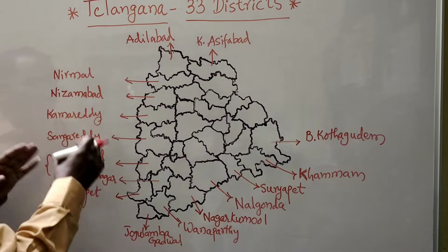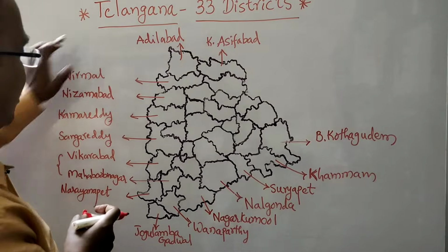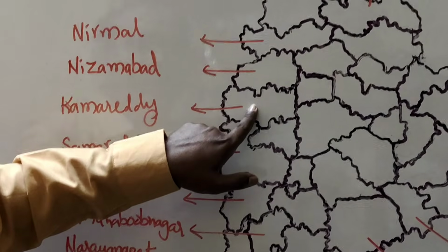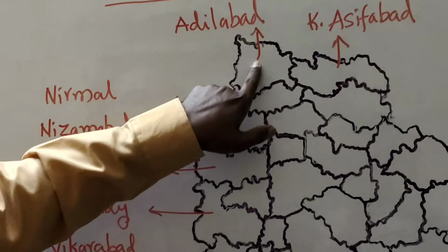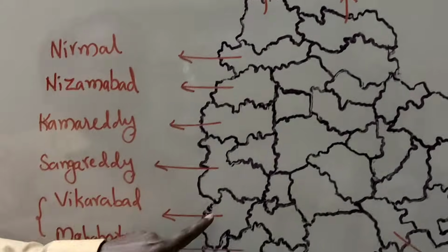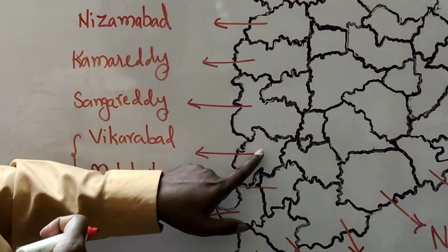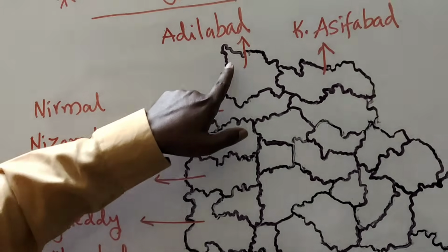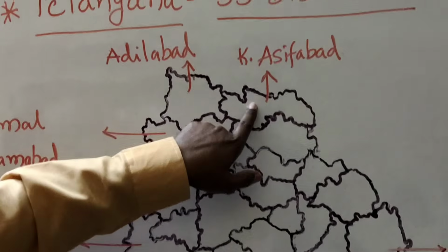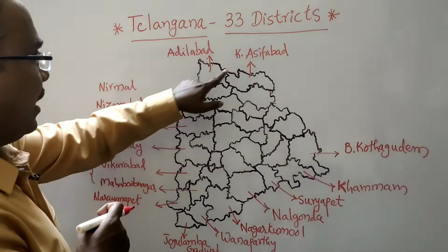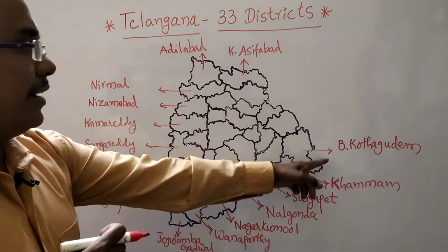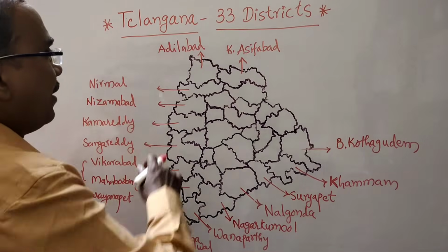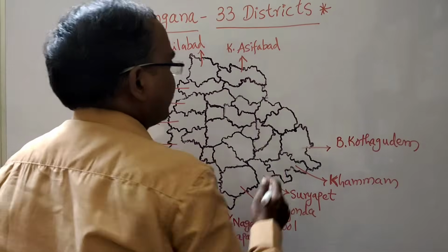Now let us remember these 8 districts once again. Mahabub Nagar, Vikarabad, Sangareddy, Kamareddy, Nizamabad, Nirmal, Adilabad, Asifabad. I repeat, please look at the board. These are the 8 districts which can be added to the earlier learned 8 districts. The total becomes 16 districts. After learning these districts, we can go further.